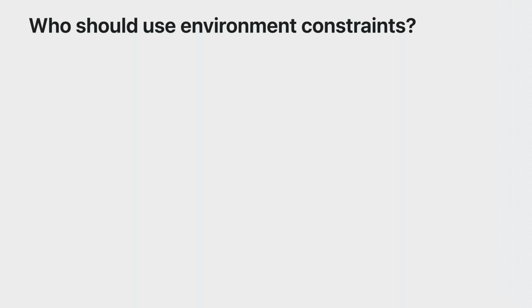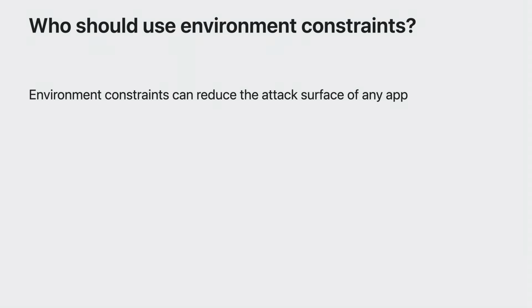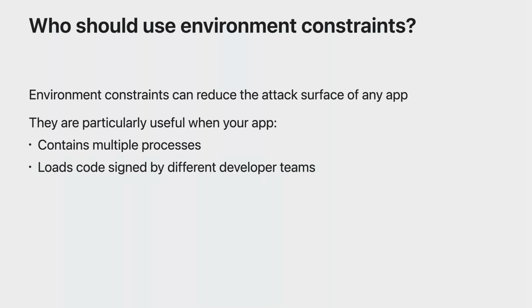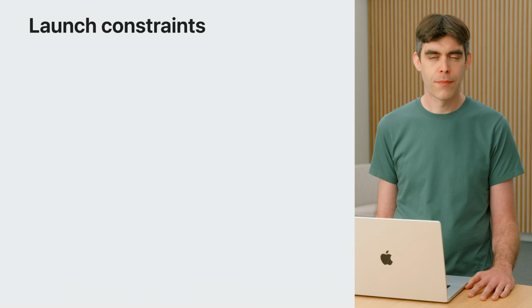Now, you may be asking, does my app need to adopt environment constraints? I want to emphasize that environment constraints are completely optional, but they can reduce the attack surface of any app. We'll discuss some more specific example use cases later in this talk. I'll note, though, that environment constraints may be particularly useful if your app has multiple processes or loads code signed by different developer teams. There are a few different types of environment constraints, so let's talk about launch constraints first.